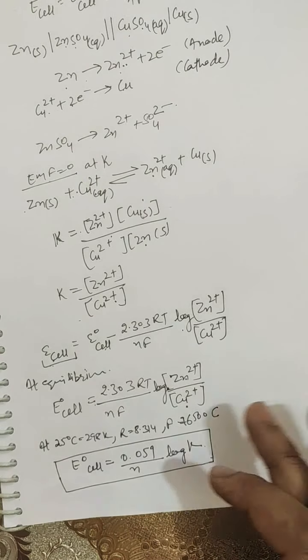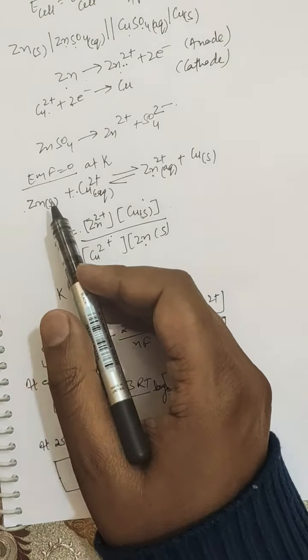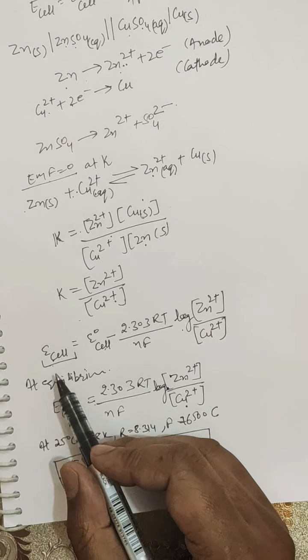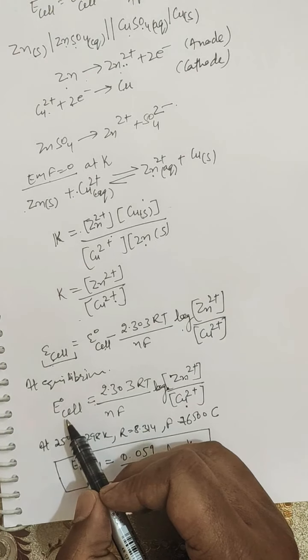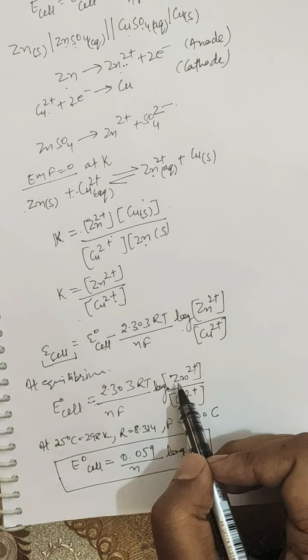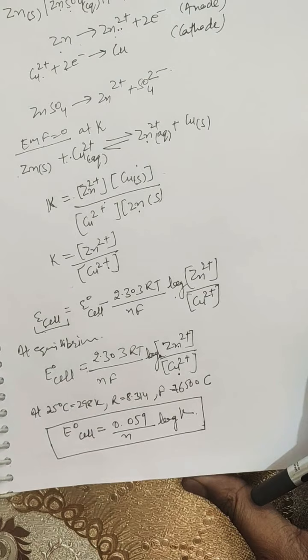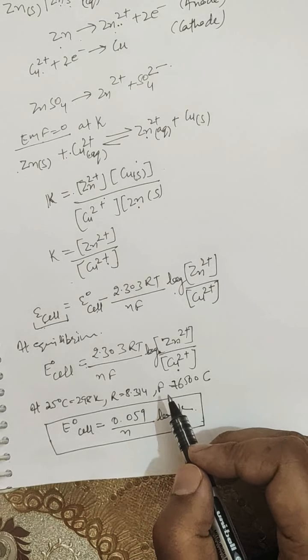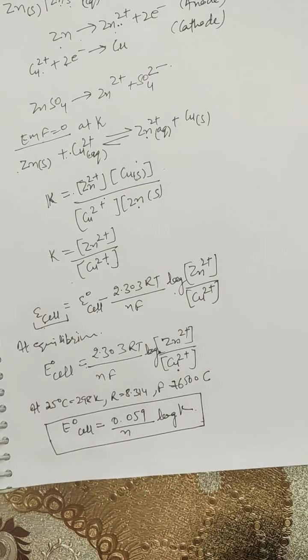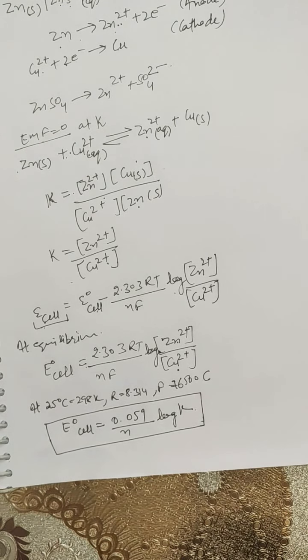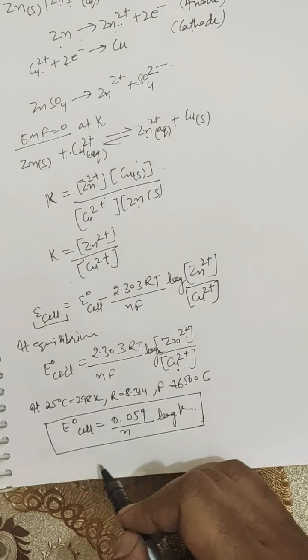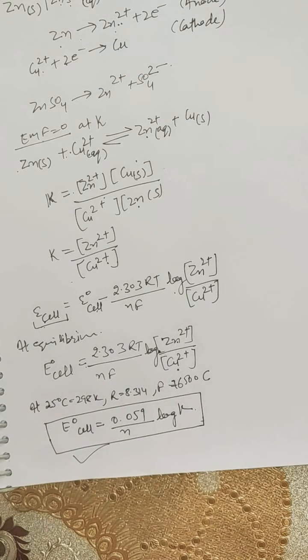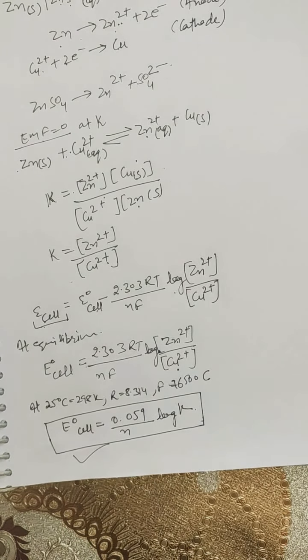And further, at equilibrium the EMF of the cell becomes 0, as I told you earlier. So putting the EMF of the cell as 0, the equation is simplified, with [Zn²⁺] over [Cu²⁺]. Further, at 25 degrees Celsius or 298 Kelvin, the value of R is 8.314 joule per Kelvin per mole, and the value of Faraday is 96500 coulomb. So putting all these values, we get this equation. So this is the application of the Nernst equation.